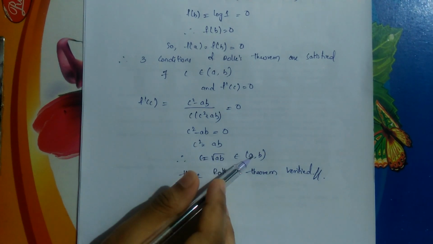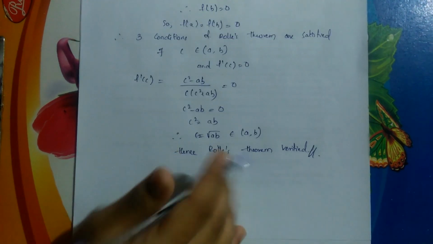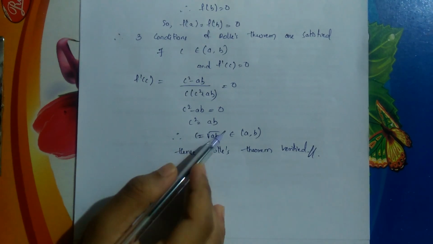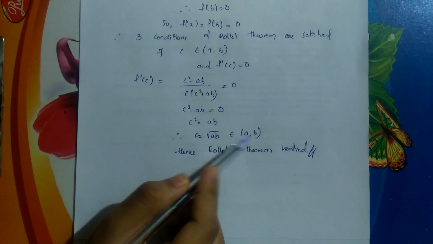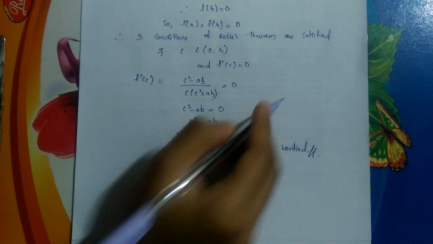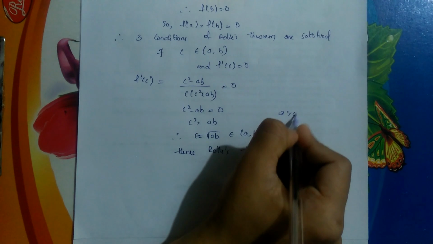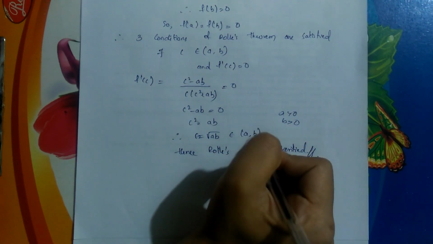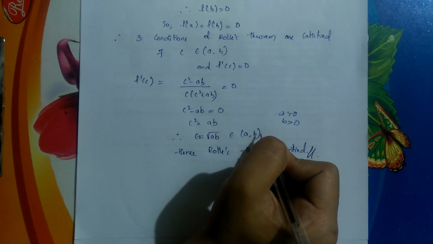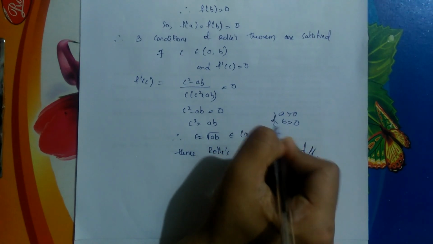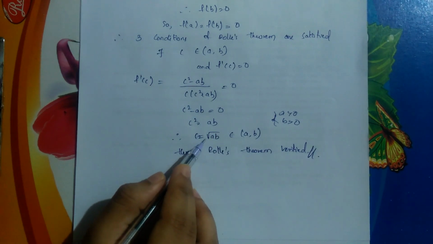The c belongs to a plus b, and here we can get it as plus or minus, and we are not taking minus root ab because the interval is from a to b, and we know that a value is greater than 0 and b value is greater than 0. So in between a and b, it's going to be always positive numbers. So we have these 2 conditions. So that's why we are not taking the negative of the root.